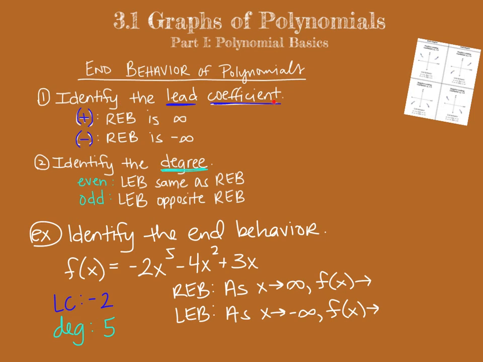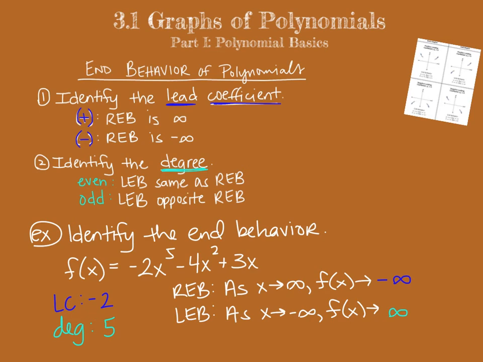The right end behavior is figured out by the lead coefficient. Our lead coefficient is negative. That means the right end behavior is negative, so our function goes to negative infinity at the right. Then our degree will tell us what the left end behavior is. Our degree is odd. That means our left end behavior is opposite what our right end behavior is. So our right end behavior is negative infinity, which means our left end behavior has to go to positive infinity.